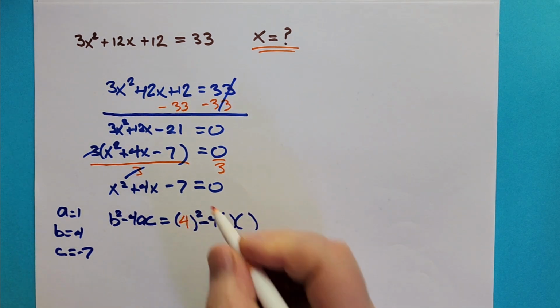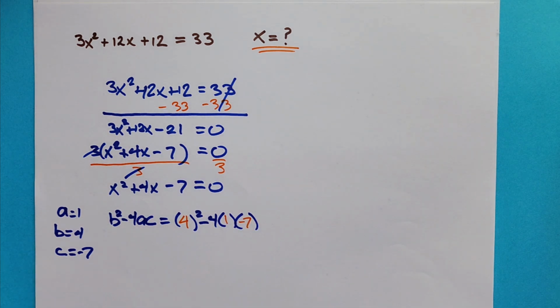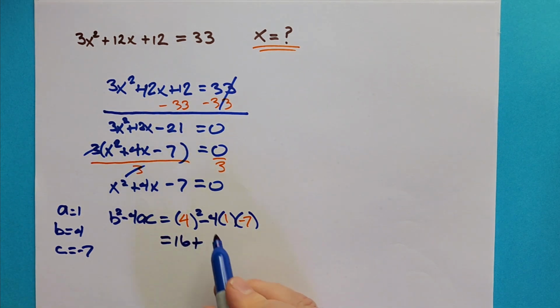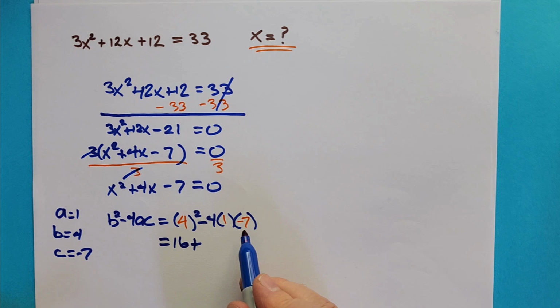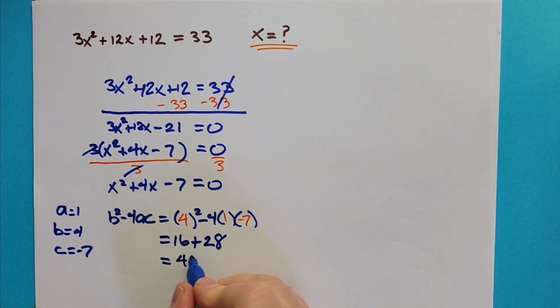So put everything in position, and then we go to work on this. So 4 squared is 16, and then this will be a plus because the negative sign on the 4 will cancel with the negative sign on the 7. And that's going to be 4 times 7, which is 28. And then we'll combine those. So let's see, we got 28 plus 10 is 38, plus 6 more, it's 44. So we get 44 here. Okay, so the discriminant is 44.